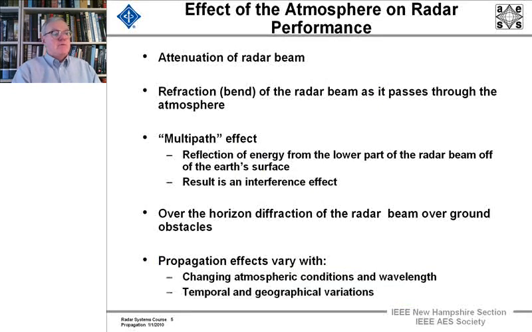We can divide up pretty well the effect of atmospheric performance into a number of different areas, and we're going to study them one at a time. First is attenuation of the radar beam.